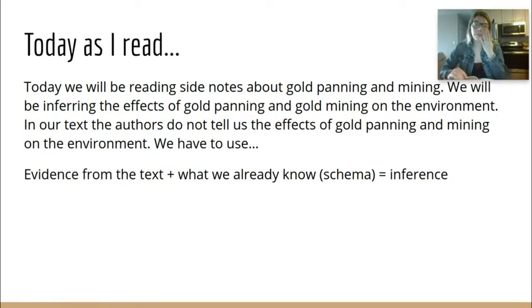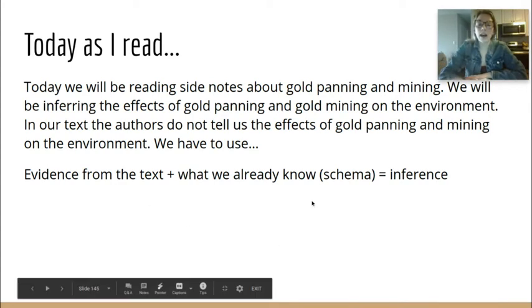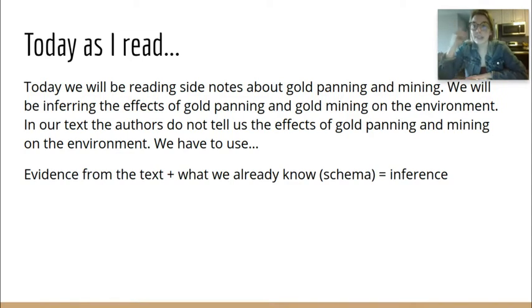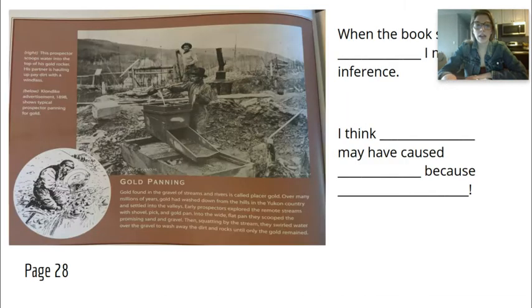So we know that if we're going to be inferring the effects of gold panning and mining, we need to use this kind of equation here to come up with an inference. So evidence from the text plus what we already know inside of our heads, our schema, is how we make an inference. Okay, so I'm going to read page 28 first, this little side story here. And this is all about gold panning. So we have our photograph here, we have an illustration here, and then we have two captions. It says right, that means the picture to the right, and below, that means the picture below. So that's how you know which caption goes with which image.